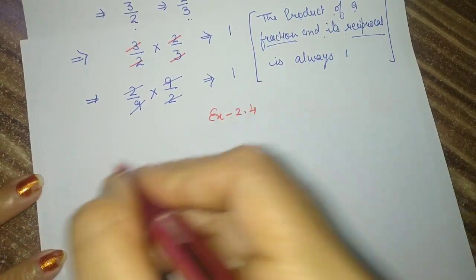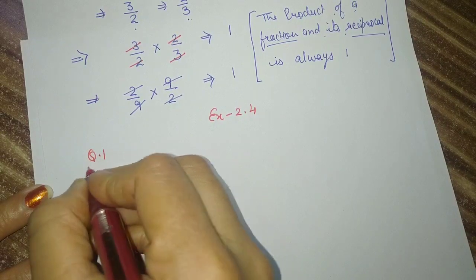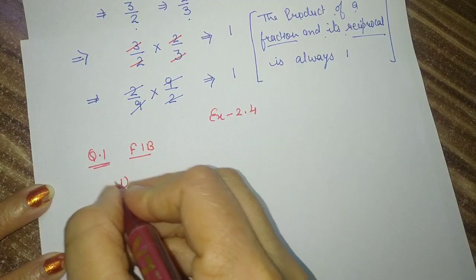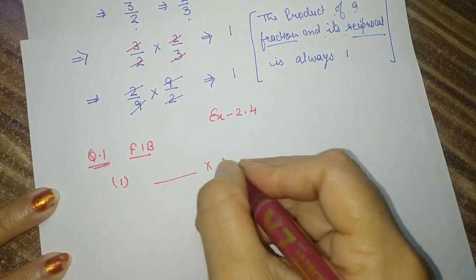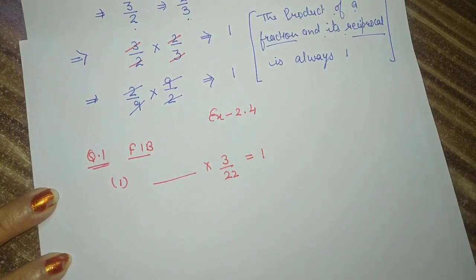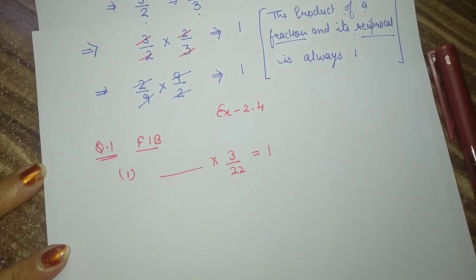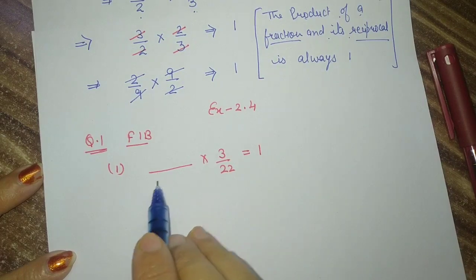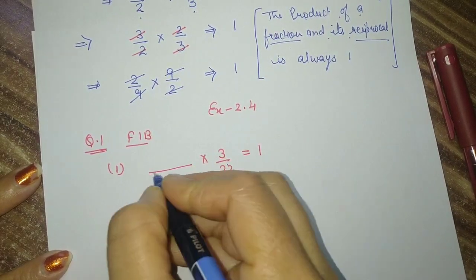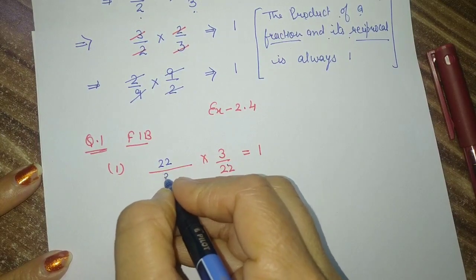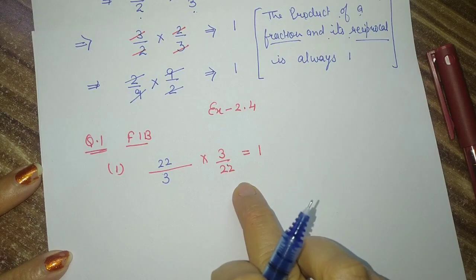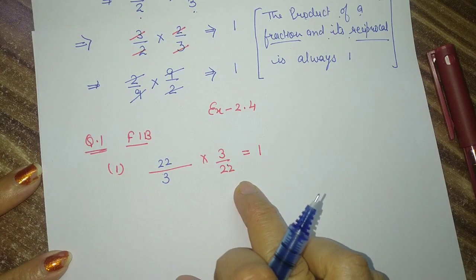In exercise 2.4, question number 1 is fill in the blank. In the first fill-up, they ask by which number I multiply 3 by 22, then I get the answer 1. Now, above we have discussed, if a fraction is multiplied with its reciprocal, we get the answer 1. So what will be the fraction? 22 by 3. 22 by 3 multiplied by 3 by 22, we get the answer 1.